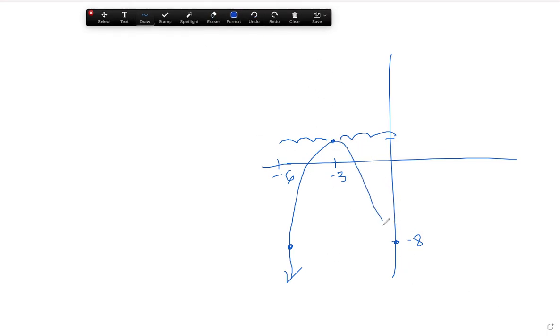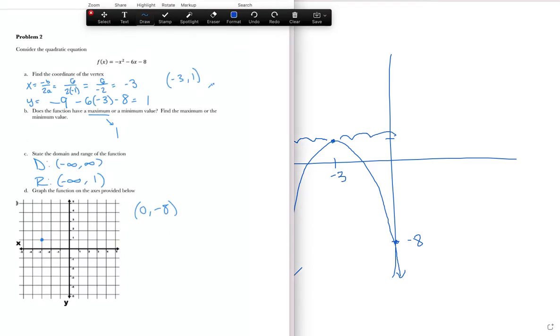So this is the most efficient way to graph when you're given the standard form: identify the vertex, which I already know you know how to do, then immediately plug in 0, and then mirror that on the left, and you're done. Does that make sense? Yeah.